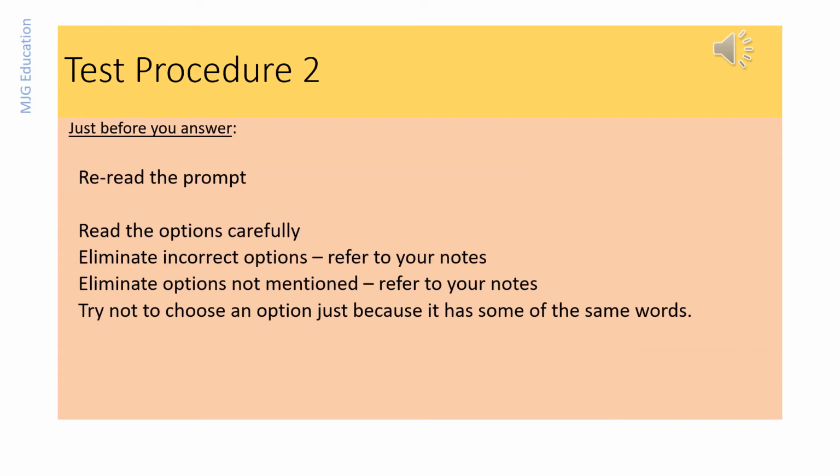Now, if you've been taking notes or just listening, just before you answer, reread the prompt. Know what the question is asking. Know what the prompt is asking. Read the options carefully. There'll be at least 3, 4, or 5. Eliminate the incorrect options. You can refer to your notes here or just remember. Eliminate options not mentioned. Refer to your notes again. It says, try not to choose an option just because it has some of the same words.